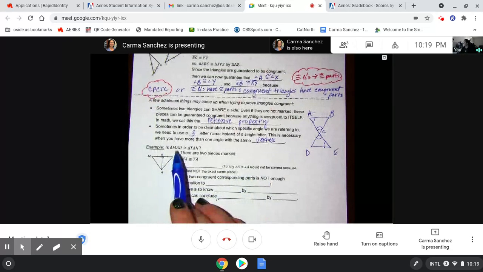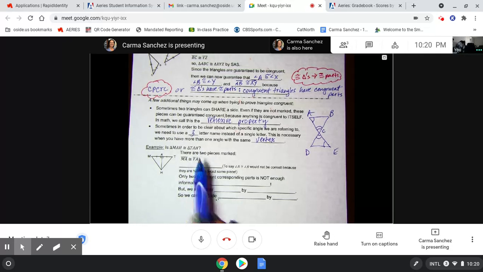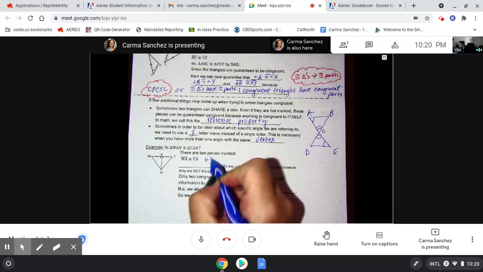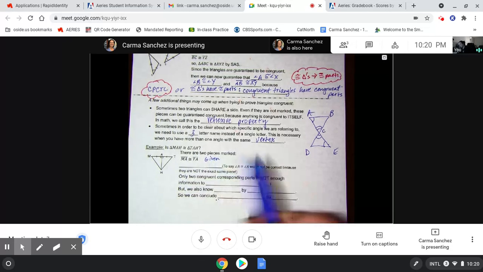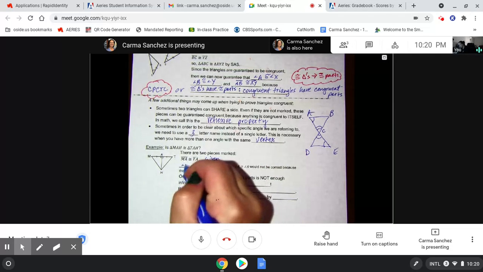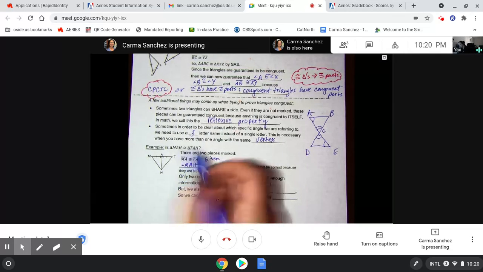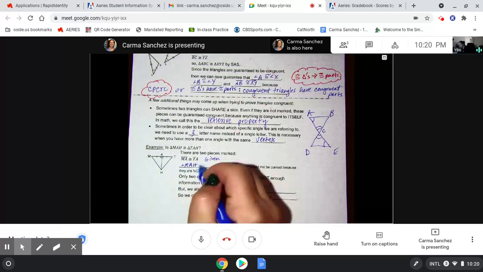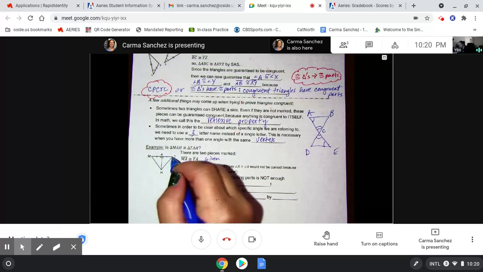Example, is triangle MAH congruent to TAH? There are 2 pieces marked. We know that MA is congruent to TA. So we would say, given, that was given to us in the picture. And then here we can say that angle MAH is also congruent to TAH.